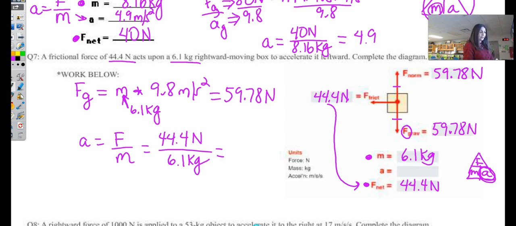44.4 divided by 6.1, and I get 7.28. And this is acceleration. So now my units are meters per second squared.